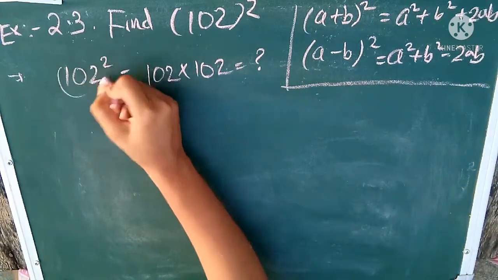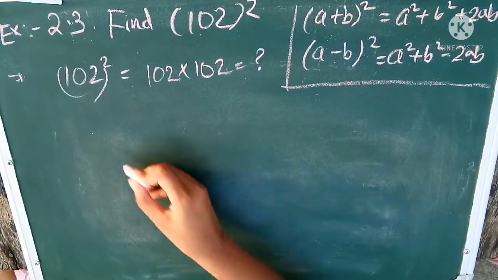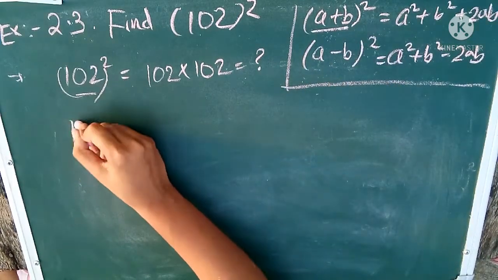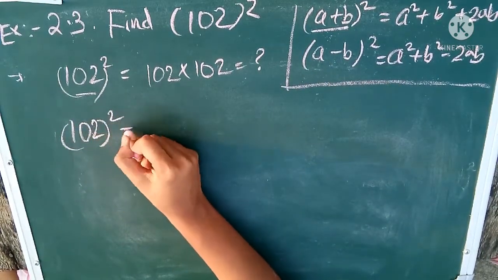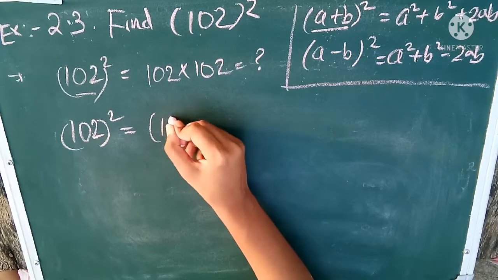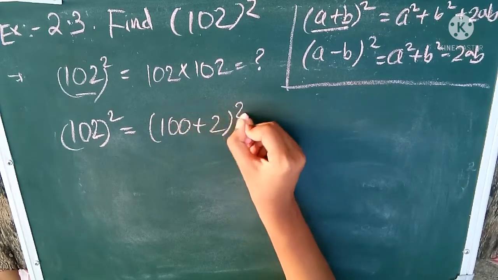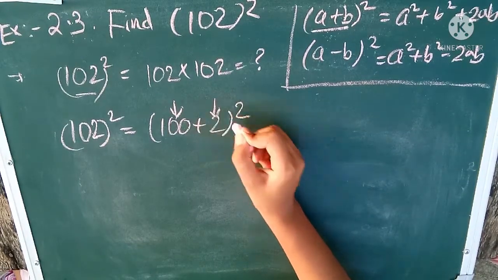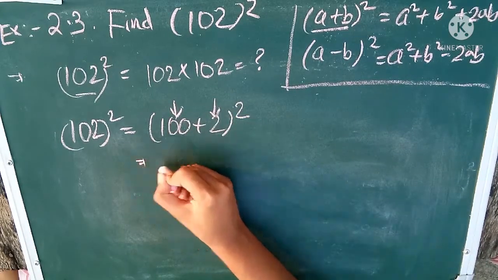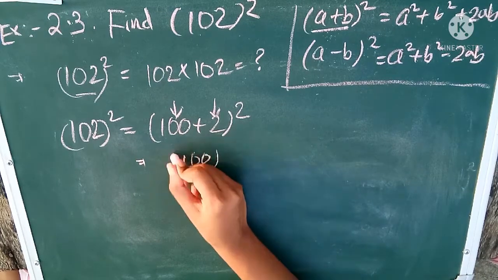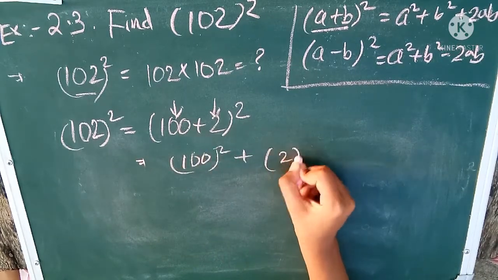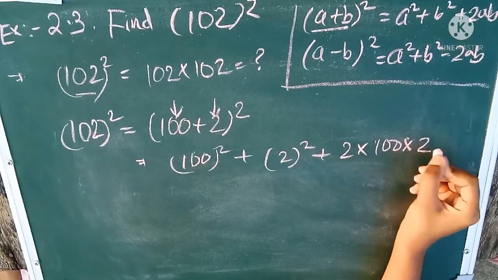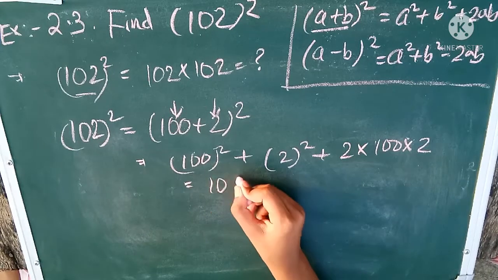So suppose here we have to find the square of 102. Now how will we convert this into the form of a plus b? So 102 to the whole square can be written as 100 plus 2 whole square, and here in the place of a we have 100 and in the place of b we have 2. Now according to the formula, we have 100 square plus 2 square plus 2 multiplied by 100 and multiplied by 2.